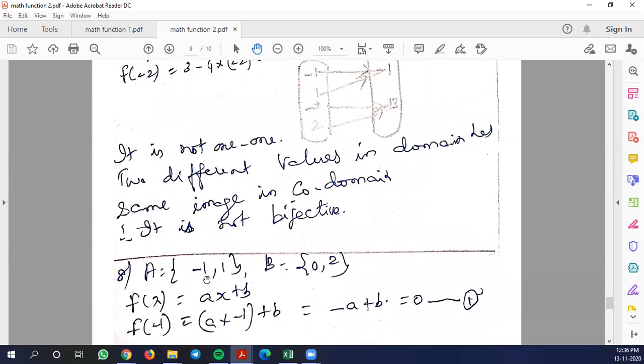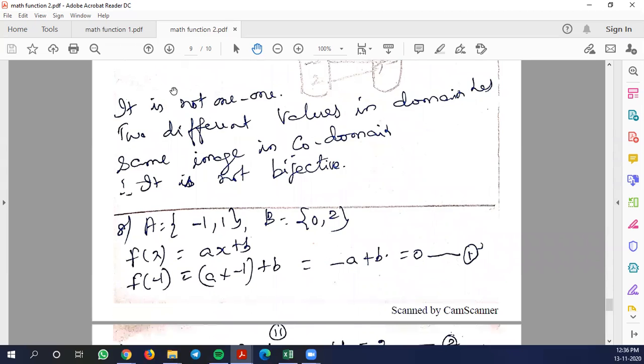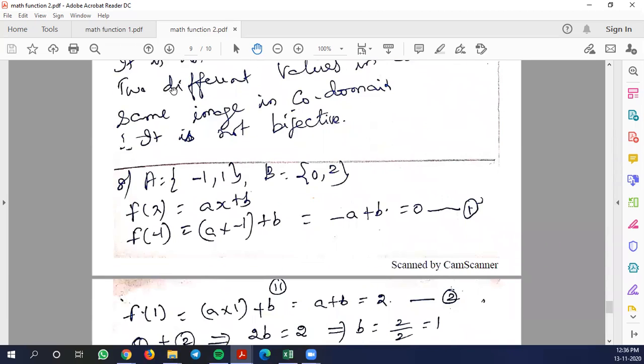Now the eighth sum. So here a is equal to minus 1 comma 1, b is equal to 0 comma 2. Now f of x is ax plus b is onto function.